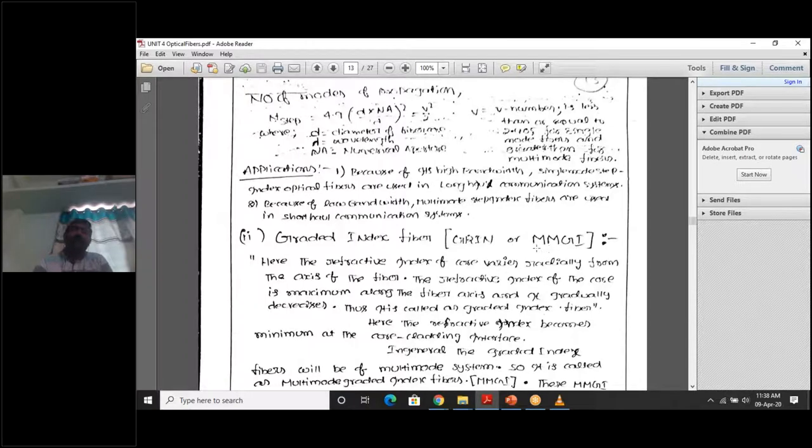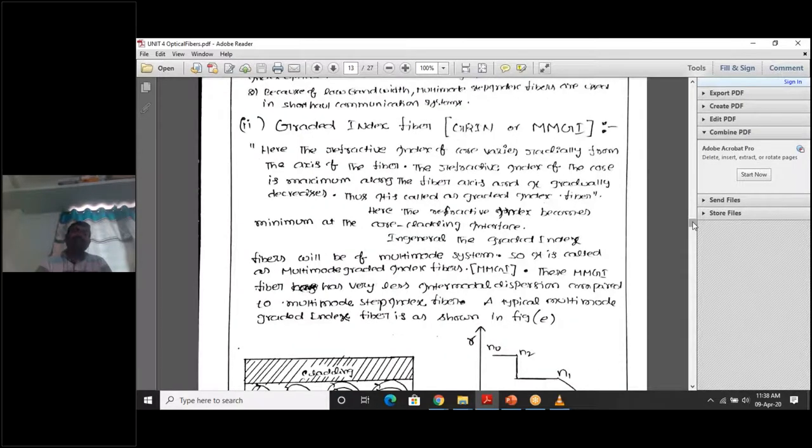By default, graded index optical fiber is multimode. There is no subclassification like single mode step index and multimode step index for graded index fibers. There is no concept of single mode graded index. By default, graded index fibers are multimode graded index, or in short form, they are called GRIN fiber. So why is this optical fiber named graded index optical fiber?